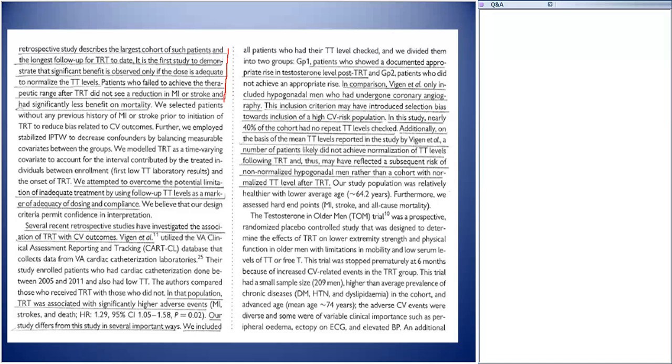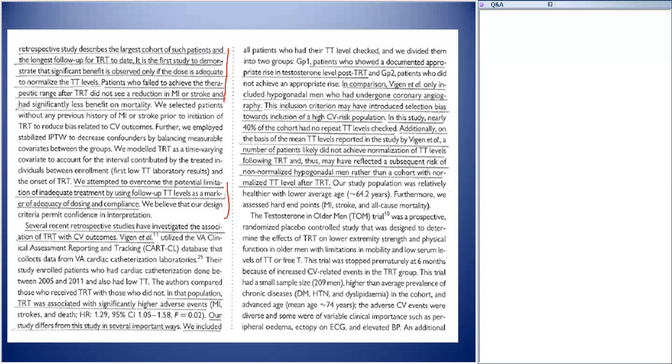Show me a study where high levels are harmful. Can't find it. Show me studies that show that low levels are not protective. Well, there's lots of them. We attempted to overcome the potential limitations of inadequate treatment by using follow-up testosterone levels as a marker of adequacy of dosing and compliance, which those two prior observational studies did not. We don't know what the levels were, and we have no idea what the follow-up was.